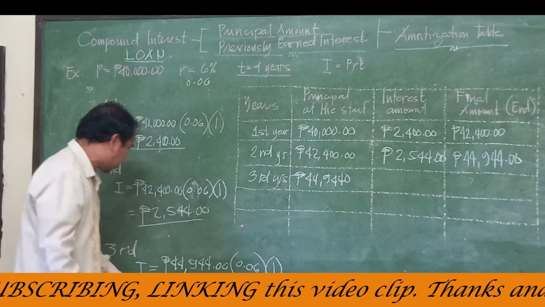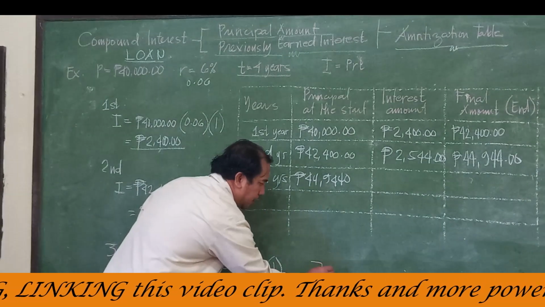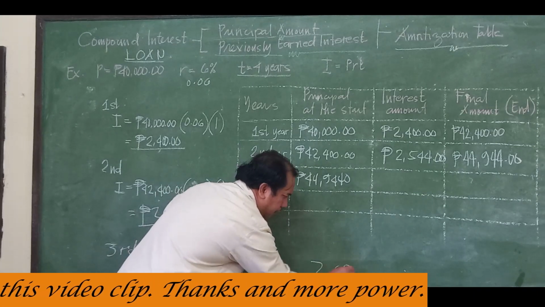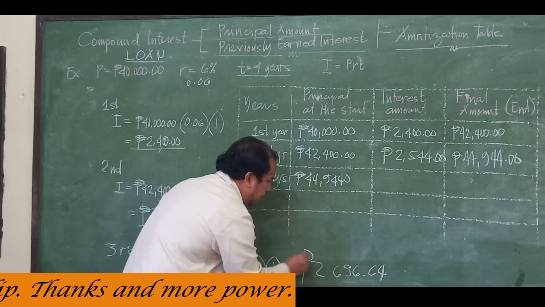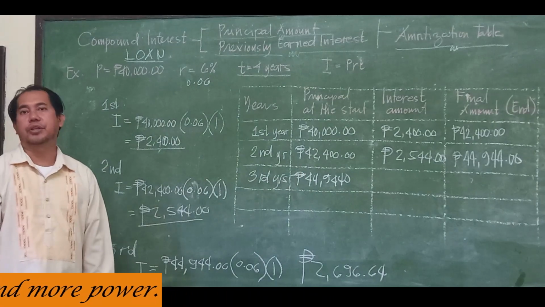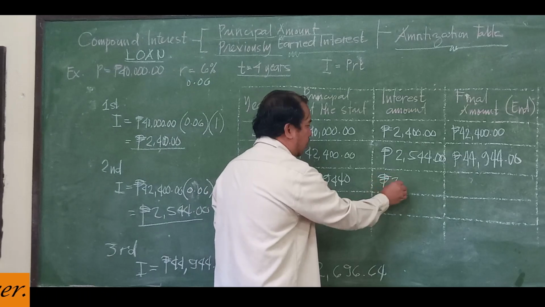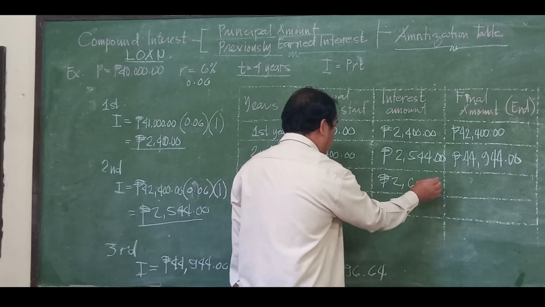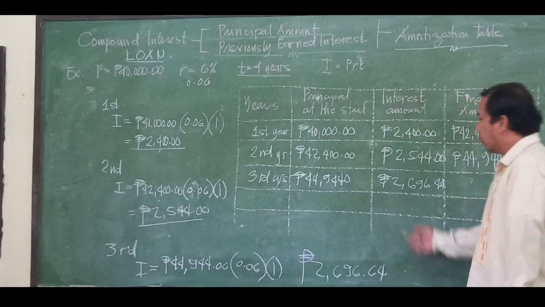Okay, would you mind to press? Press for the third year. 2,696.64. Okay? So that would be the interest for the third year. So what would be the interest? We are going to write it in here, 2,696.64. Okay? So in here, we're already done with it.